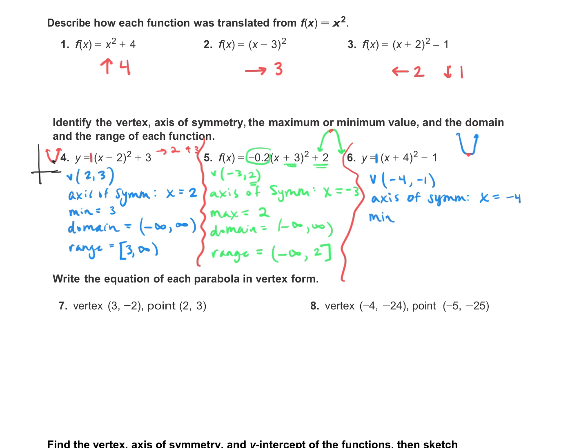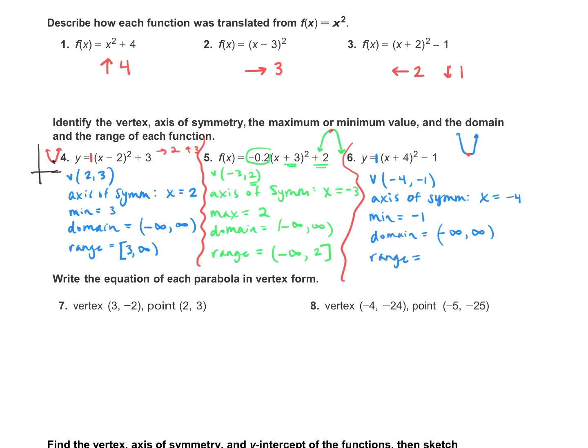So our minimum value, how low does our graph get? That's going to be that y coordinate of your vertex. Your vertex is the lowest point, and how low does it get? All the way down to -1. Domain, hopefully we're good with domain now. It's all real numbers or -infinity to infinity with parentheses.